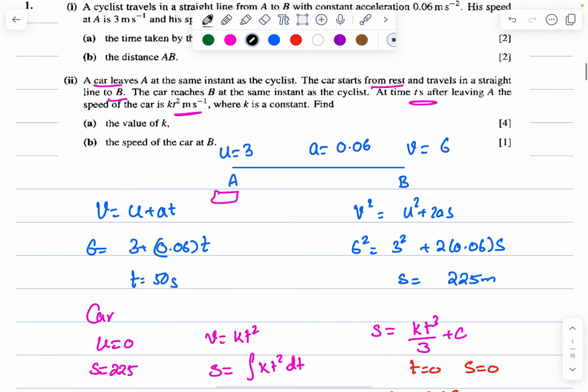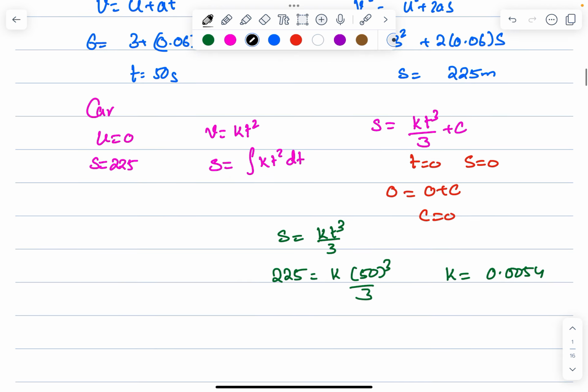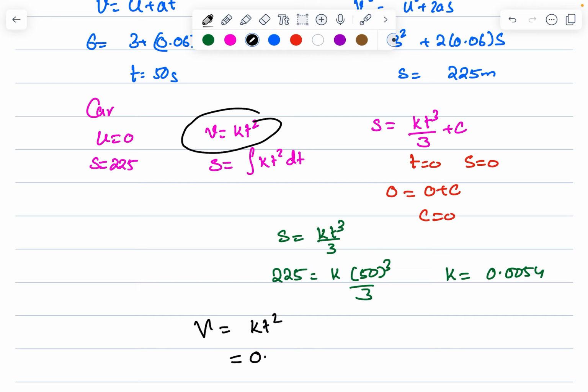What is being asked? Find the speed of the car at B. I can't use v equals u plus at, and v squared equals u squared plus 2as isn't the best one either. The best one is v equals kt squared. k is 0.0054 and the total time at B will be 50 seconds, since the car reaches B at the same instant. So 0.0054 times 50 squared gives 13.5 meters per second.